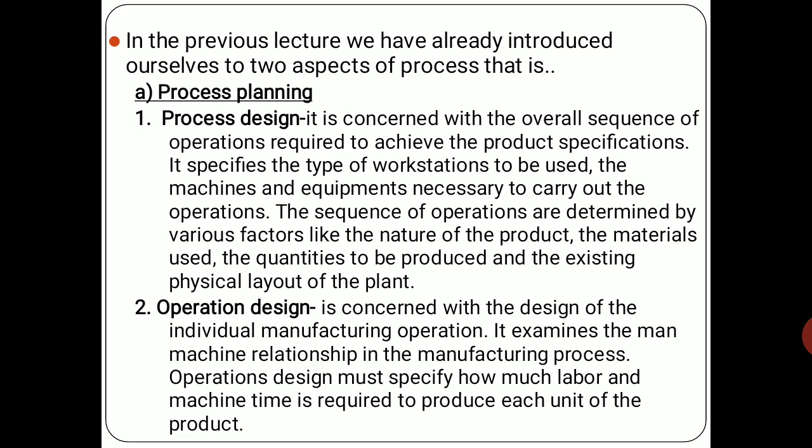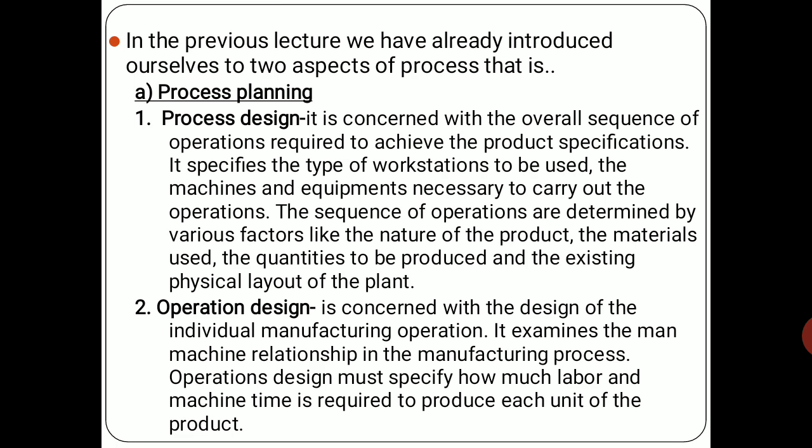Then comes the next aspect, that is operation design. Now, operation design is a part of process planning, process design. What is it concerned with? It is concerned with individual manufacturing operations or maybe stages. It actually checks how much manpower is required, how many machines would be working at each stage, and likewise we try to manage the whole process of production. That is what is known as operation design. So it is concerned with the design of individual manufacturing operations.